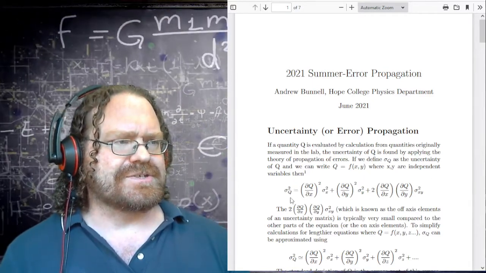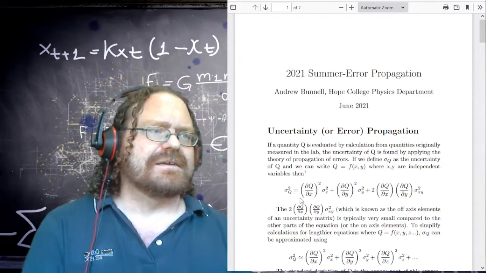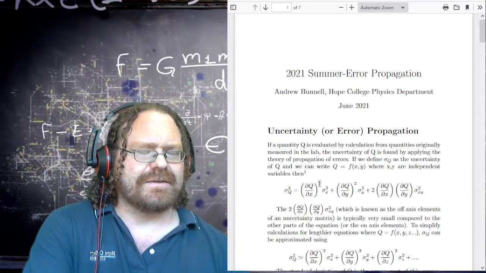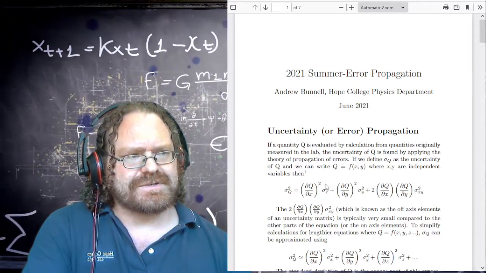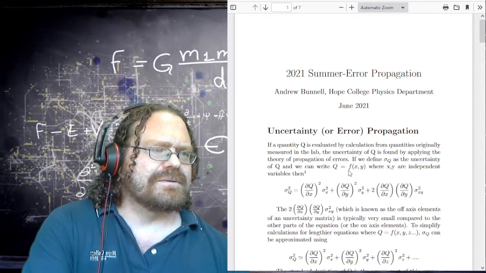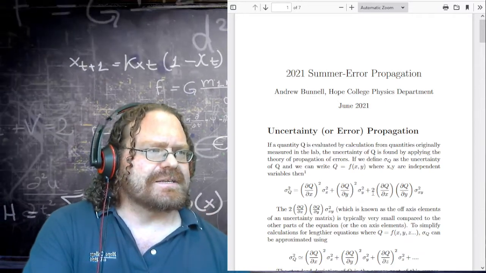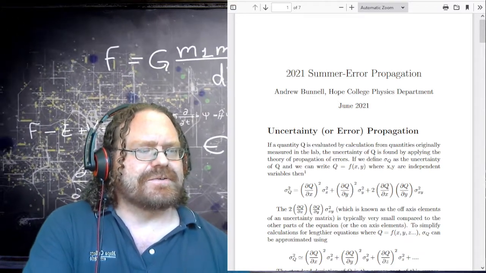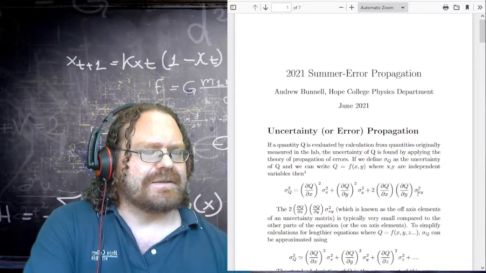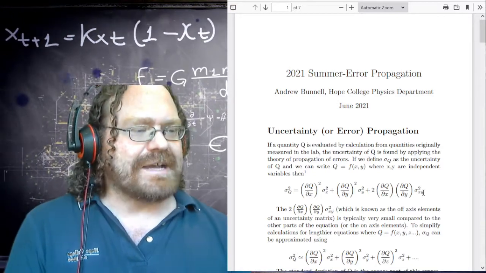Then the uncertainty of Q squared is defined as the partial derivative of Q with respect to x, quantity squared, multiplied by the uncertainty of x squared, plus the partial of Q with respect to y, quantity squared, multiplied by the uncertainty in y squared, plus an additional factor, 2 times the partial derivative with respect to x, multiplied by the partial derivative with respect to y, multiplied by the uncertainty of xy squared.